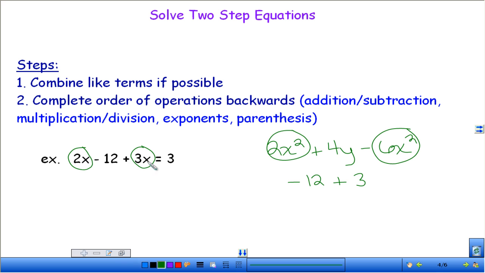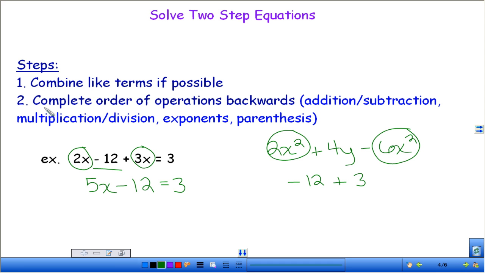So what's 2x plus 3x? 5x. So we're going to write 5x. We still have minus 12, and we still have equals 3. Is everybody okay with that step? Everybody's writing it down with me? Yep.